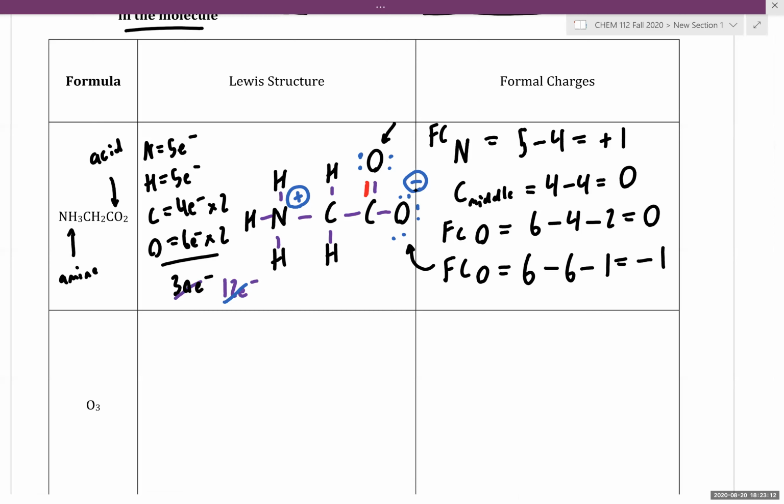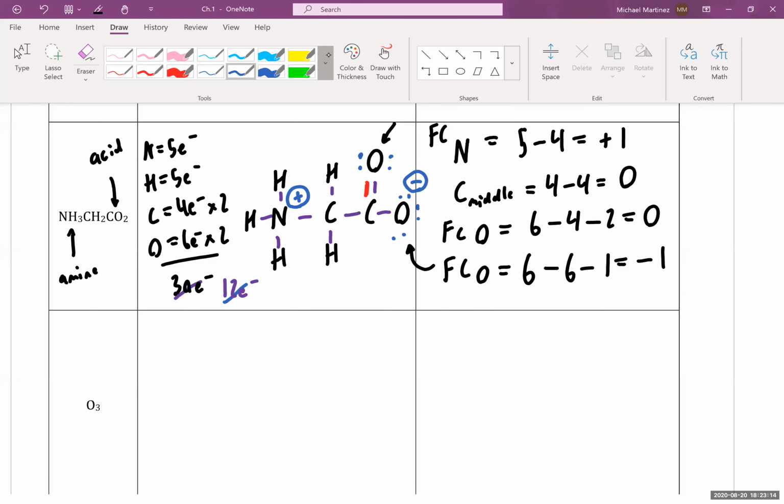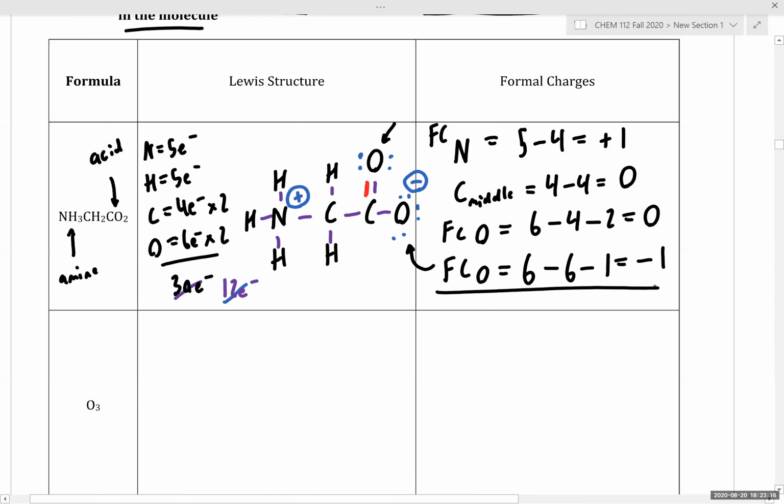Now, one thing I'd like you to note, this structure overall is neutral, because if we add up our formal charges, we get a formal charge total equal to 0, which matches the fact that this molecule is not charged overall. It just has charged atoms. Does that make sense to everyone?